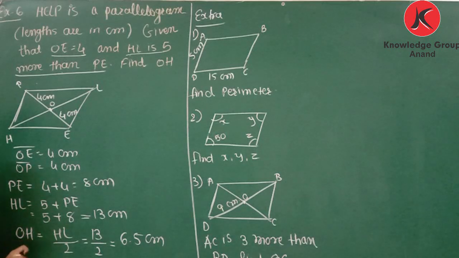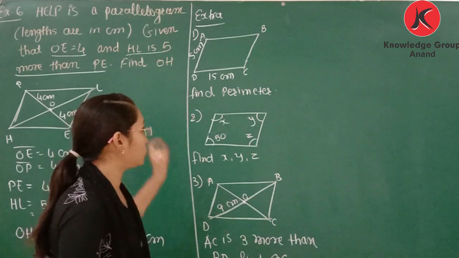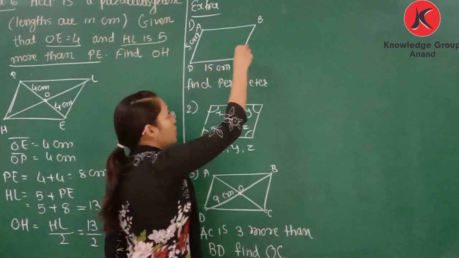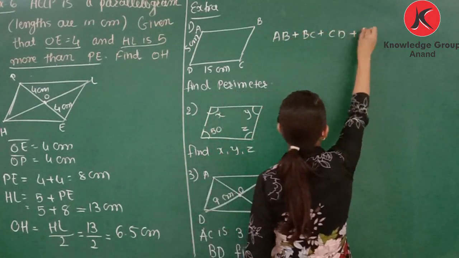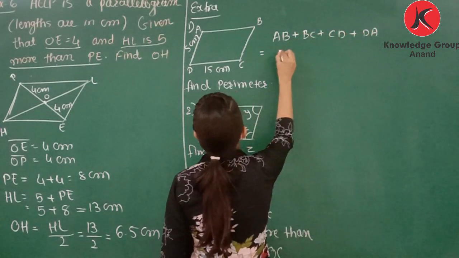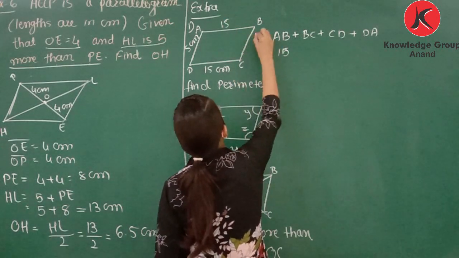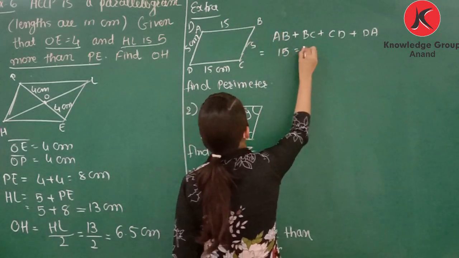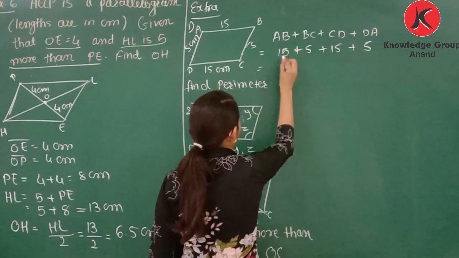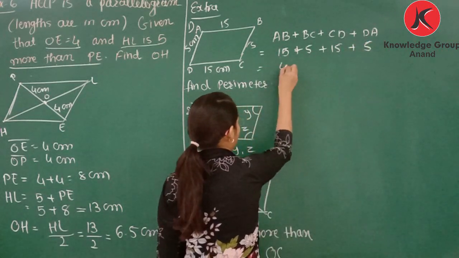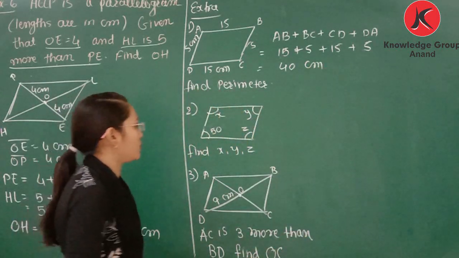That's why it is 6.5 centimeters. Now some extra examples related to that. Find the perimeter. So AB plus BC plus CD plus DE. AB is 15 centimeters and BC is also 5 centimeters. So 15 plus 15, 30 plus 10, 40 centimeters. What will be the perimeter? It will be 40 centimeters.